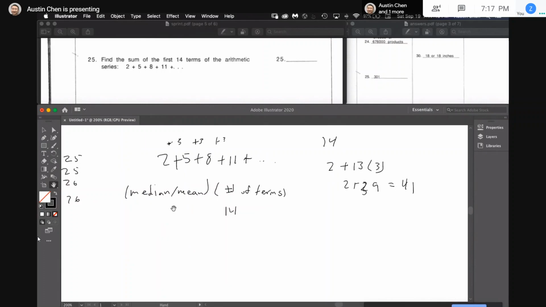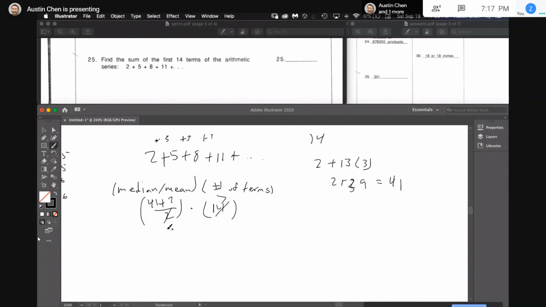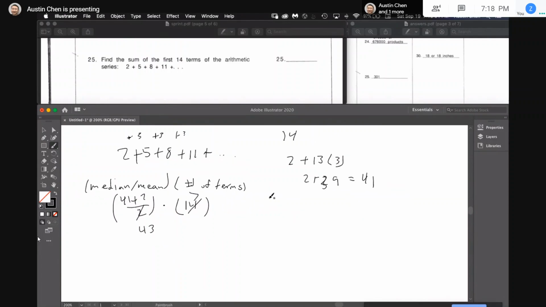To get the median or mean, you take the average of this last term with the first term. So it's 41 plus 2 over 2. And we need to multiply this by the number of terms. You can cancel out the dividing by 2 with the 14 to make it 7. And 41 plus 2 is 43. Now just do 43 times 7. You're going to have 21 and then 28, so 301.